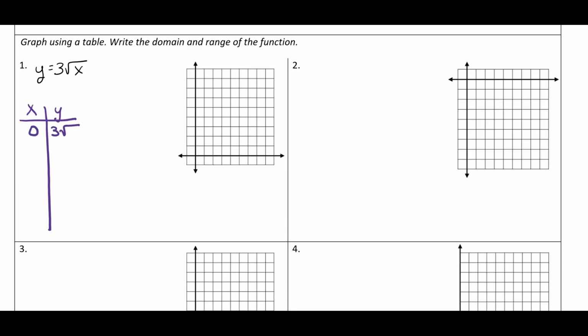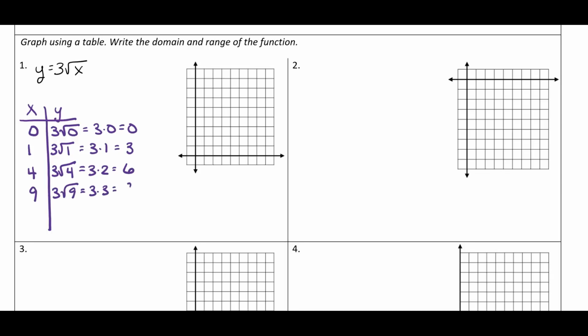We would have 3 times the square root of 0. Well, that's just 3 times 0, which equals 0. The next number that I would want to put in for x would be, again, 1. 3 times the square root of 1. Well, that's 3 times 1, which is 3. Now, I could put 2 in, but remember we'd have the square root of 2, and that's not an easy number to graph. So the next nice number I would want to put in is 4, because I would have 3 times the square root of 4, which is 3 times 2, or 6. And then finally, the next perfect square I'd want to put in is 9. 3 times the square root of 9, which would be 3 times 3, which is 9.